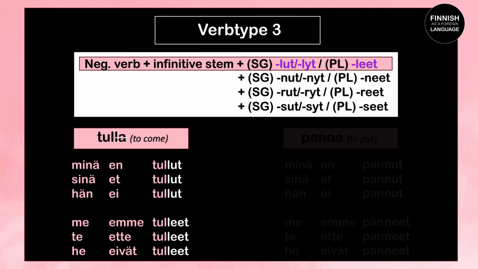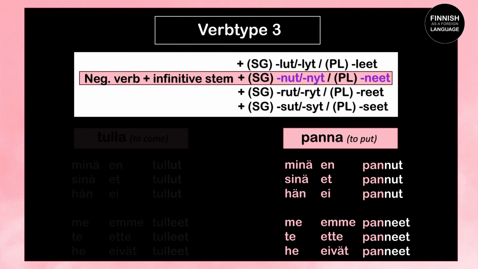Now let's conjugate. Minä en tullut. I didn't come. Sinä et tullut. You didn't come. Hän ei tullut. He or she didn't come. The plural forms. Me emme tulleet. We didn't come. Te ette tulleet. You didn't come. And he eivät tulleet. They didn't come. So here for the singular person we use the lut ending, and for the plural person we use the leet ending. Next verb is panna, which means to put.